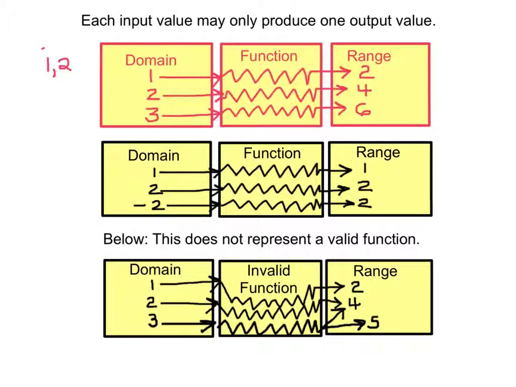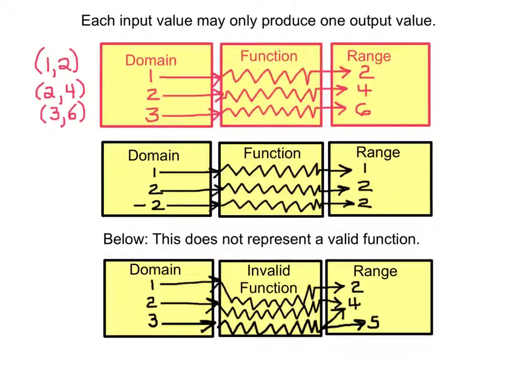And what we do is we write this as an ordered pair, where 1 represents an x value and 2 represents the corresponding y value. When we input 2 from our domain into our function, it maps to 4, giving us an ordered pair 2, 4. When we input 3, it maps to 6, giving us an ordered pair 3, 6.